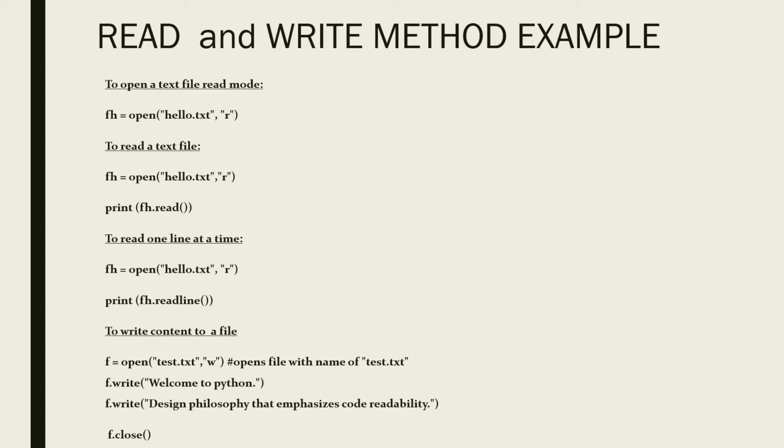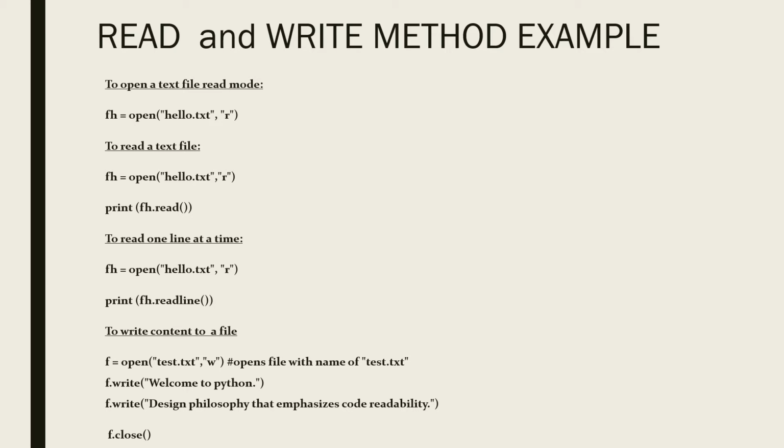So here fh is a file variable associated with opening the file, and r mentions that it is read mode. The read method is used to read the content from a text file. In case the number of bytes is not specified, the read method reads the entire content of the file, or it reads a specific number of bytes from the file.